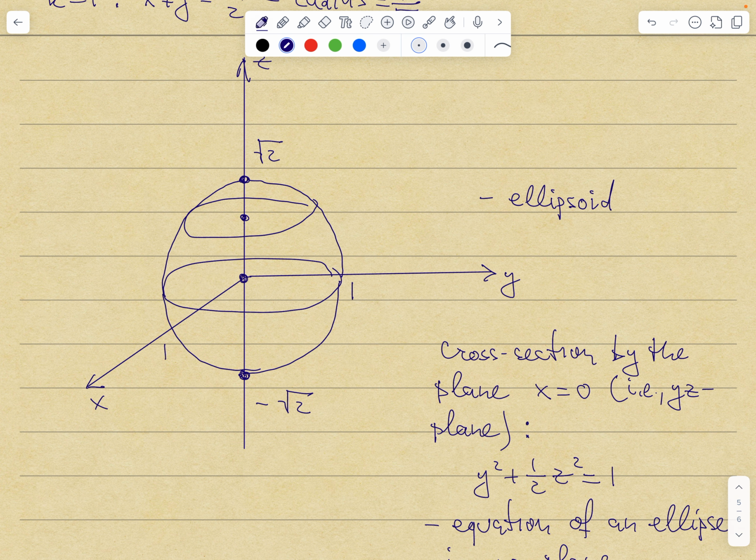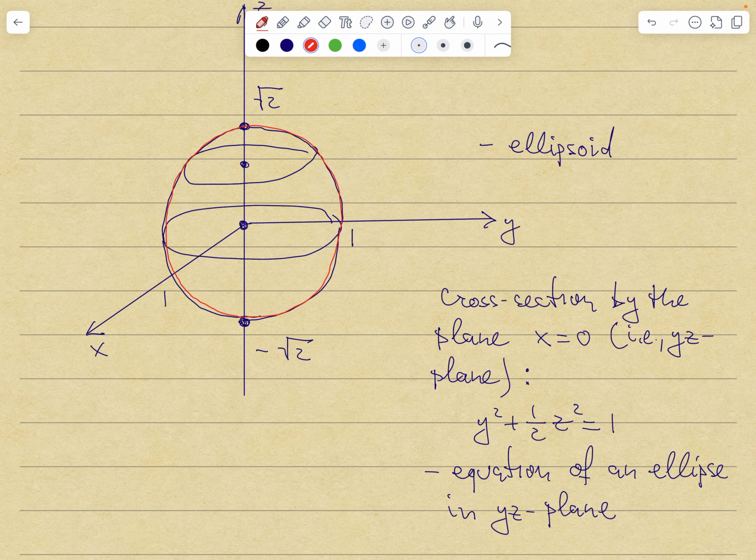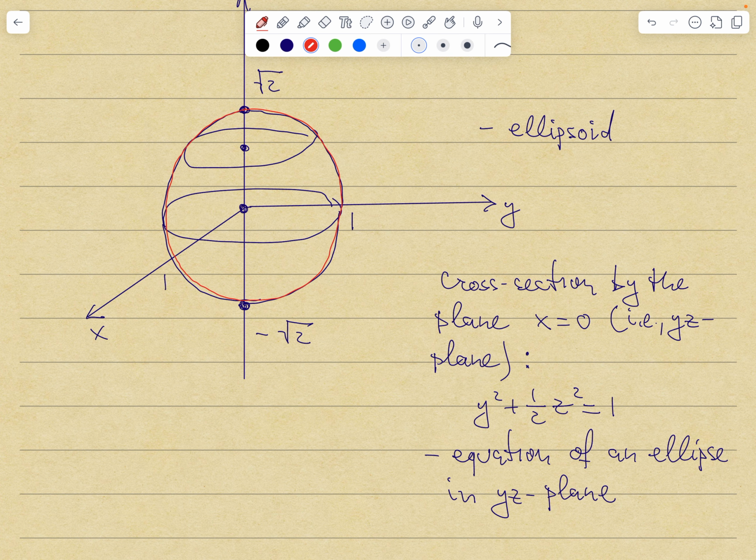So if I do a cross section of the surface in the YZ plane, it's going to be now this ellipse. Same thing for the XZ plane, right? For the XZ plane, I'll get x squared plus 1/2 z squared equal to 1. That also is an ellipse. So overall, if I take this ellipsoidal surface and take cross sections by planes parallel to the XY plane, I'll see circles. I'll take cross sections by planes parallel to the XZ or YZ plane, and I'll see ellipses.